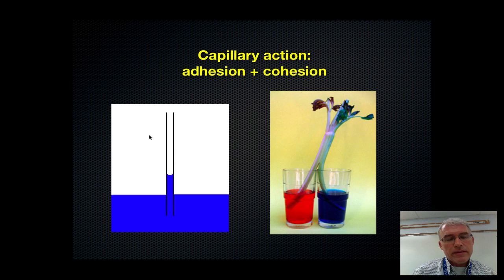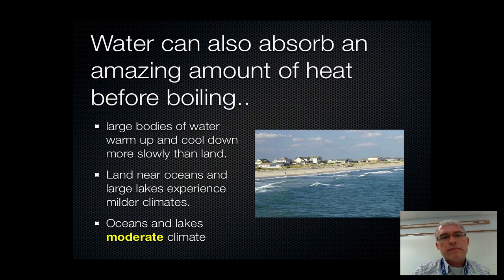On the left side here we have a diagram showing a glass tube immersed in some blue water, and the blue water gets sucked up the tube partway. You can see this in living plant tissue. If you put food coloring in water and stick something like celery or a flower stem into the water, it will then suck the colored water up into the stems, and you can actually see the parts of the plant changing color. Okay, an example of capillary action, which is produced by a combination of adhesion and cohesive forces. Water also has the property of being able to absorb an awful lot of heat before it turns into a gas or before it boils.